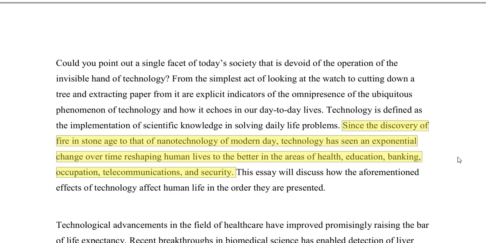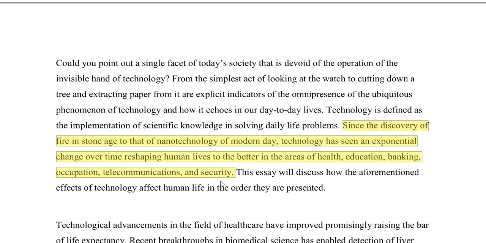Since the discovery of fire in Stone Age to that of nanotechnology of modern day, technology has seen an exponential change over time, reshaping human lives to the better in the areas of health, education, banking, occupation, telecommunications, and security. Now this part is very mandatory, that is, indispensable, essential and crucial, pivotal to writing our essay. Thesis statement is placed toward the end of your essay, toward the end of the first paragraph.